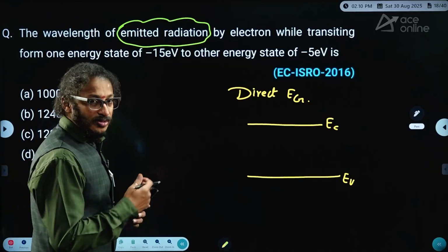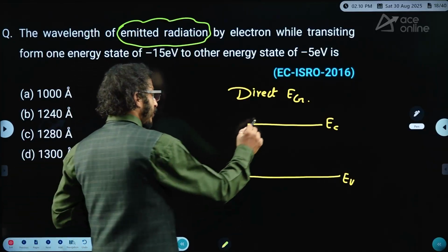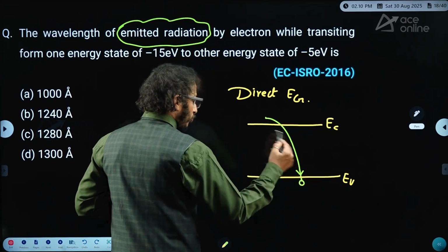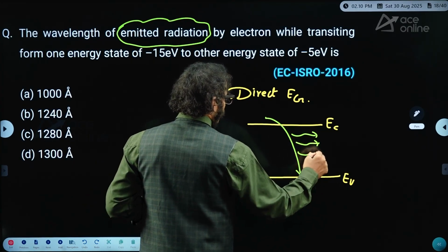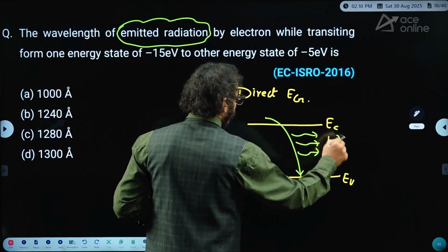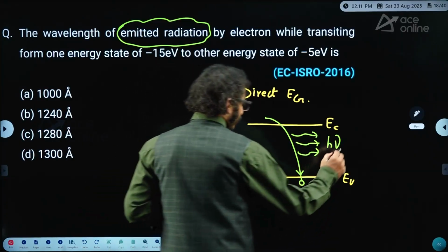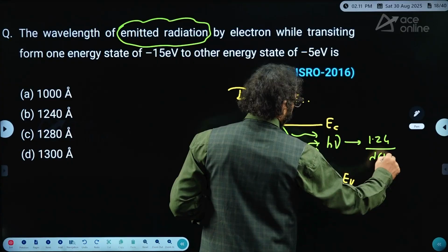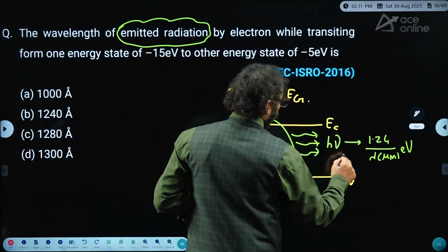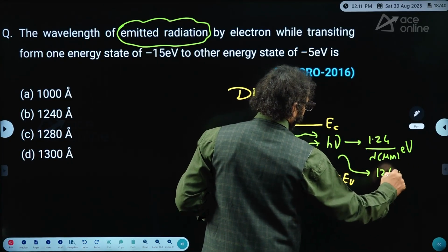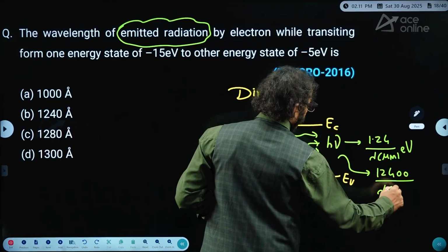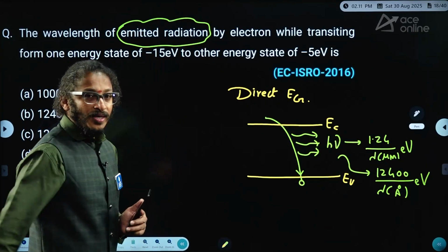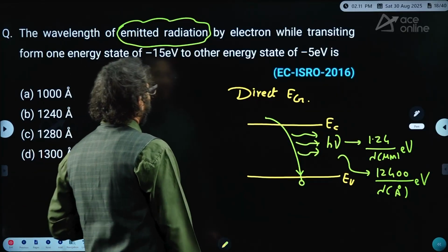Is it okay here because of emitted radiation, and the carriers must diffuse from high level to low level. Due to the direct bandgap, it releases energy. That energy must be in terms of light, and of course this can be represented as 1.24 by lambda micrometers electron volt, or I can represent this as 12,400 by lambda angstrom units electron volt. That's it. Now what is exactly examiner is asking?